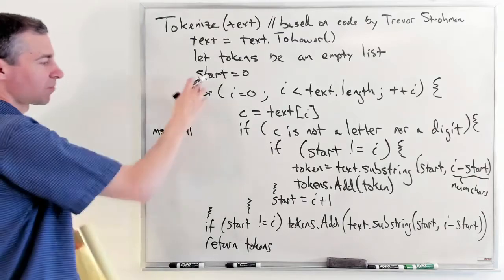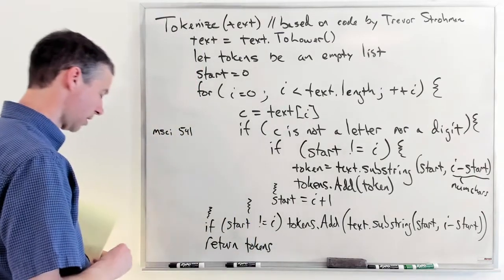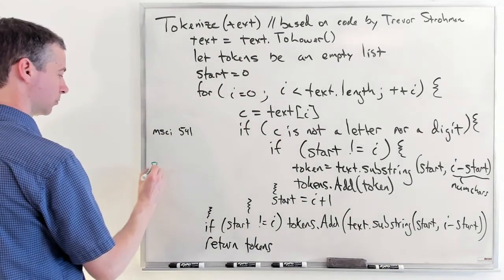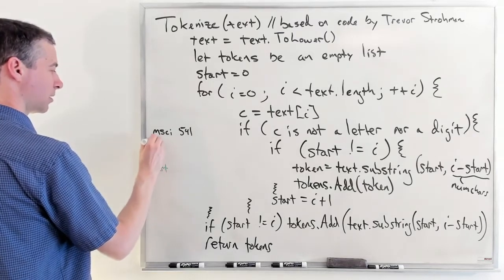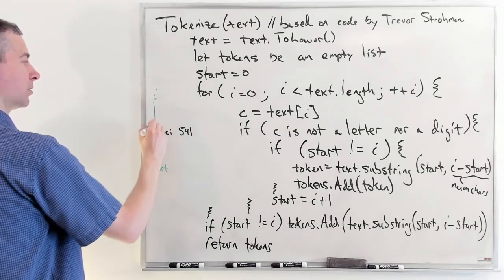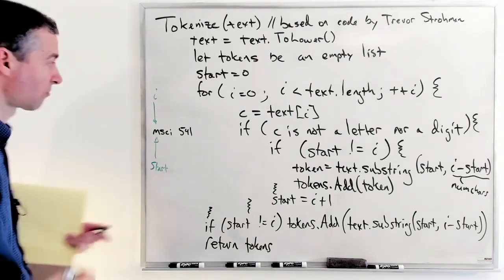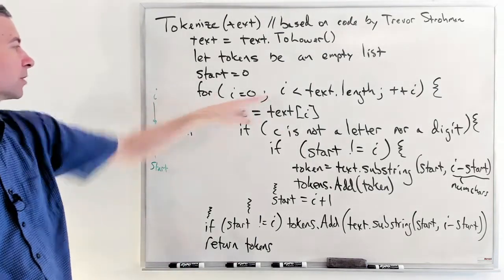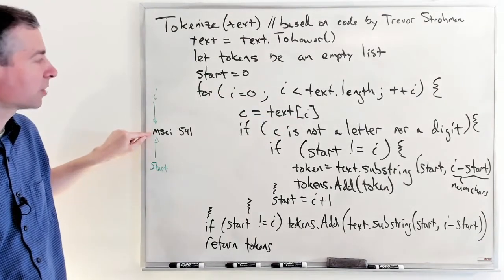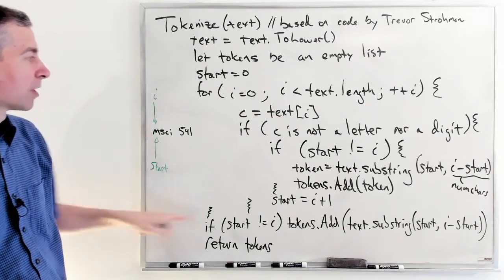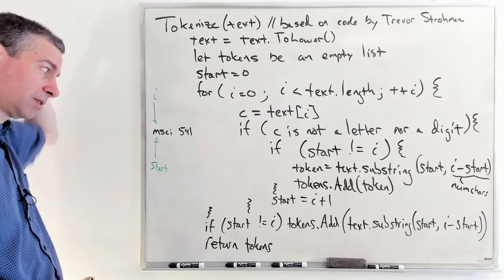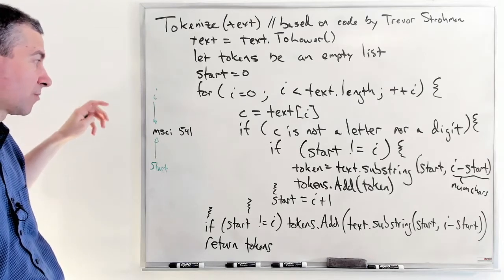The idea here is that start comes in and it's basically at index 0, and is pointing there. And then we have I, and I also ends up there. Then we go into this loop, and we check to see what's at the I position, when I is currently pointing at the start of this string. So if C is not a letter, nor a digit, well, it happens to be.